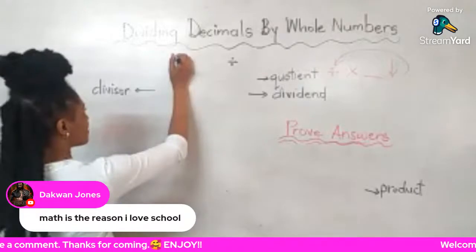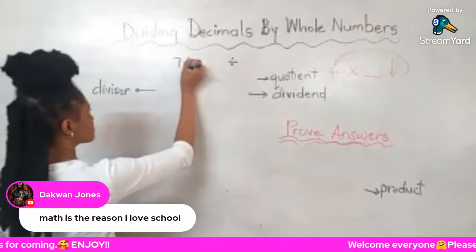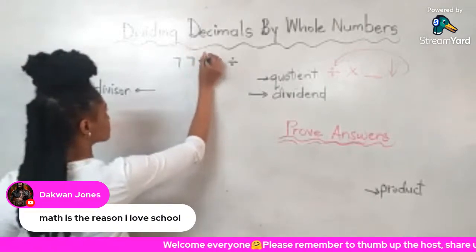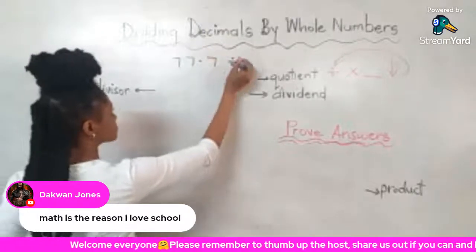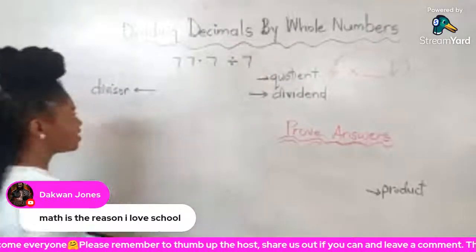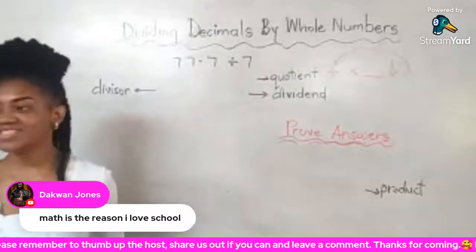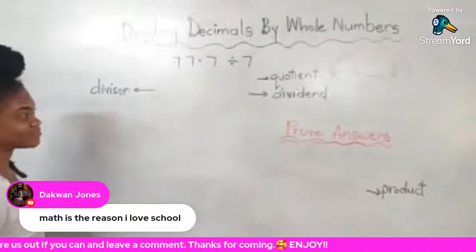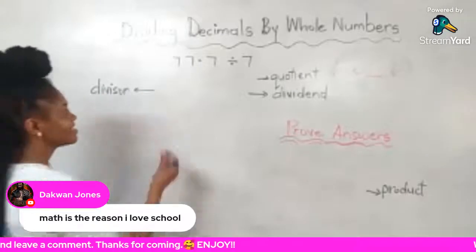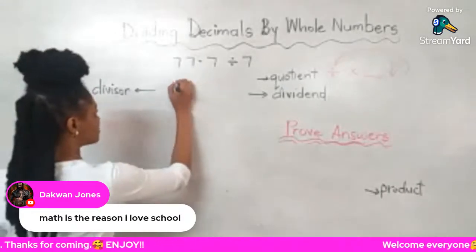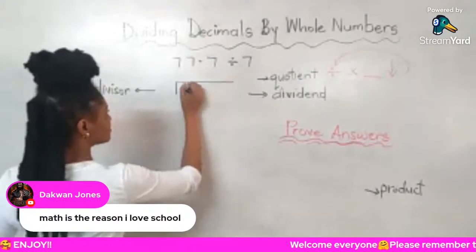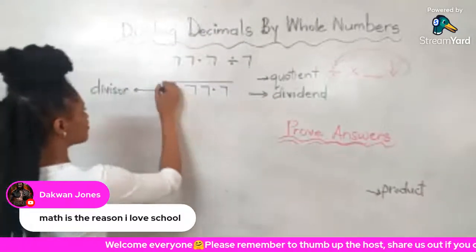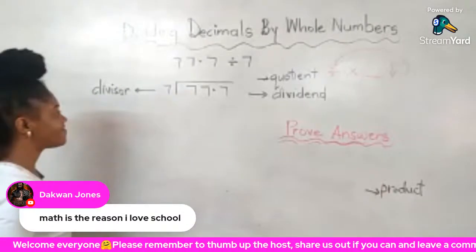Of course, we have, look at that problem. We have 77.7 divided by 7. All right, so let's work that one. First, we have to set the problem up. 77.7 is known as your dividend, and of course, 7 is your divisor.